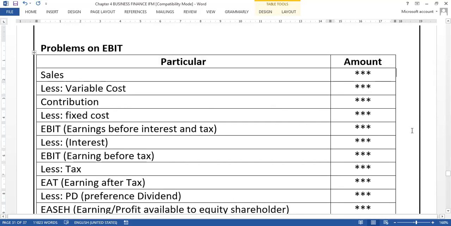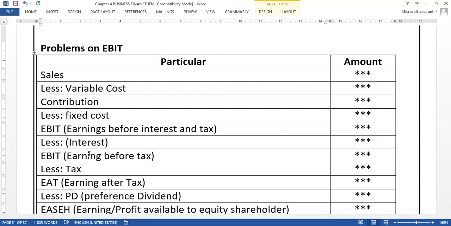You can take a screenshot, or pause the video and take down all these things so that it is easy for us. From an examination point of view, they will give this information and ask you to solve it, or they may give an EBIT and ask you to solve it. They can ask anything in this entire format.